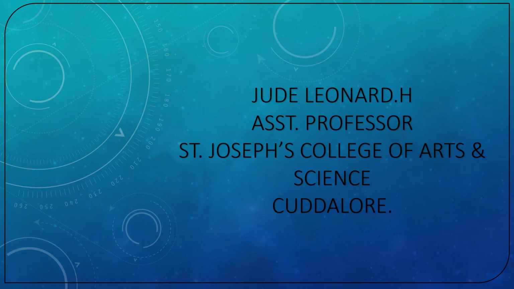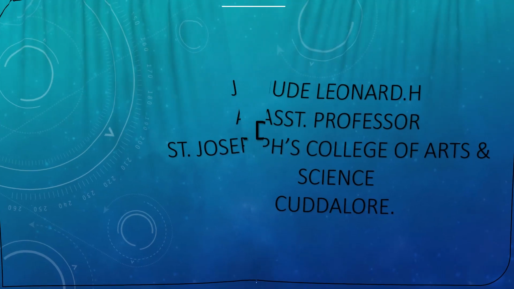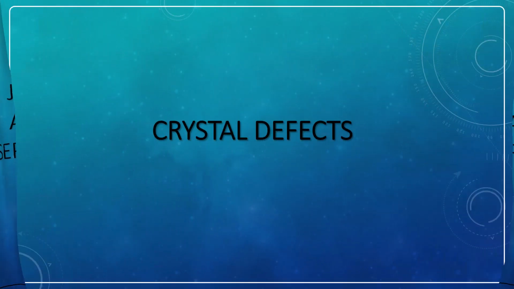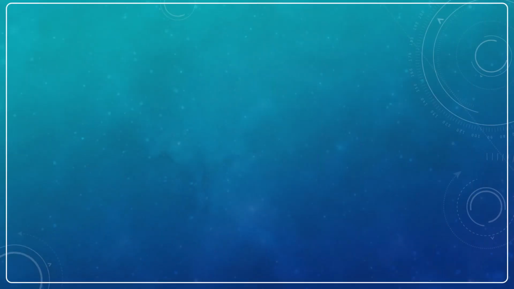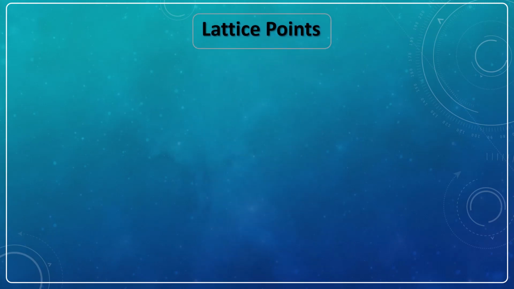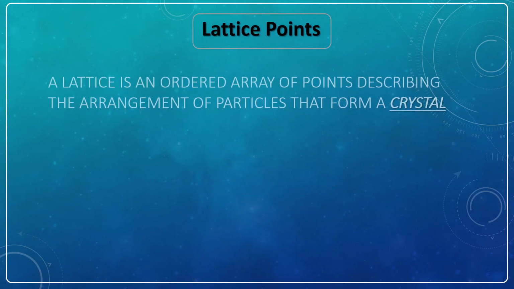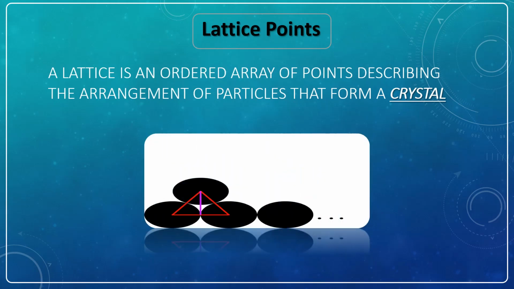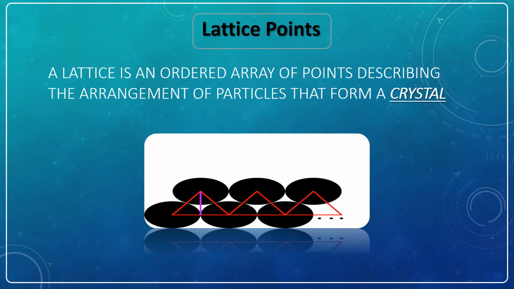Today we are going to discuss the defects of a crystal and its types. Before understanding defects, we have to know what lattice points are. A lattice is a space where an atom is placed. If the atoms are arranged in a systematic pattern, then we call it a crystal.